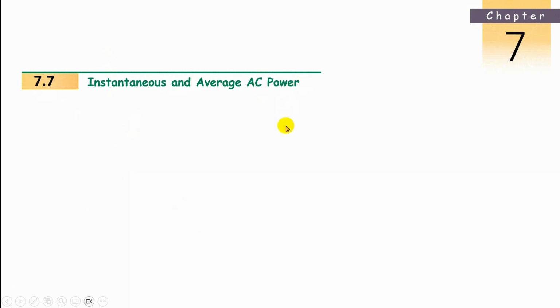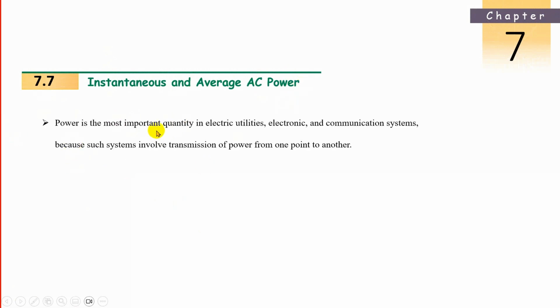final exam. Okay, instantaneous and average power. Power is the most important quantity in electrical utilities or electronics and communication systems. These you are studying in the future subjects: electrical utilities, electronic components, semiconductors, and computer aided design. Many things you are studying where we need the average power and instantaneous power. Because such systems involve transmission of power from one point to another. From one point to another, what is the power we have to know? Maybe AC, maybe DC. DC already we studied. So AC we have to see.